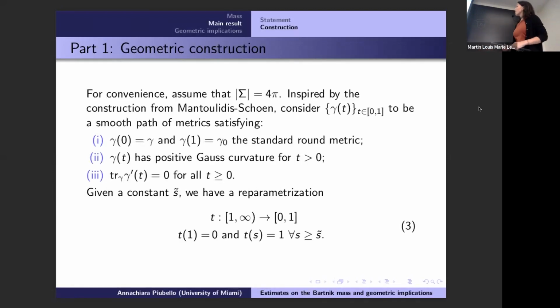Now we consider a reparameterization. Let me sketch it real briefly. So t is the parameter of our path of metrics. We're going to consider a new function that depends on s, so that t of 1 is equal to 0. Then there is an s tilde, for which t of s tilde is equal to 1. And after that, it's constant 1. And then we just have any reparameterization here. So this is the function we're considering.